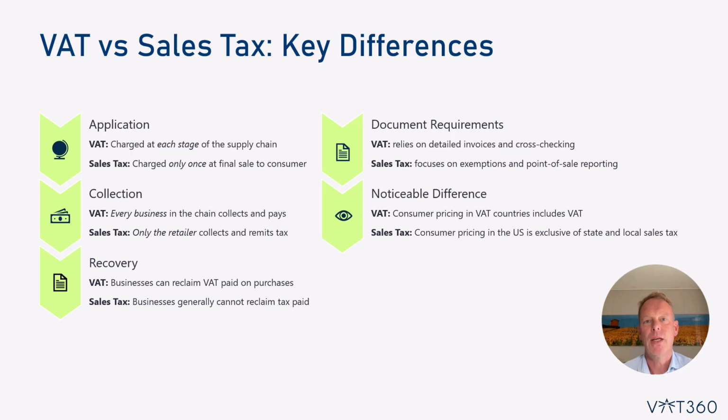Each charges VAT on their sales and deducts VAT on their purchases. In a VAT system, businesses act as tax collectors throughout the supply chain, but they're only taxed on the value they add. For consumers, a noticeable difference between the two systems is that consumer pricing in VAT countries includes the VAT that the consumer must pay, while consumer pricing in the US is exclusive of state or local sales tax.